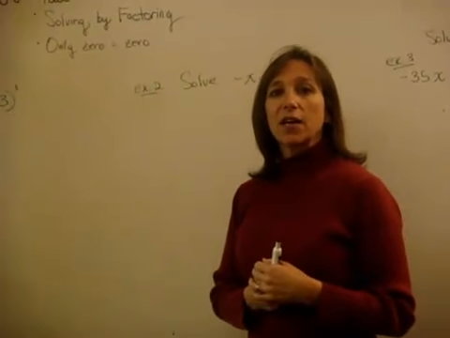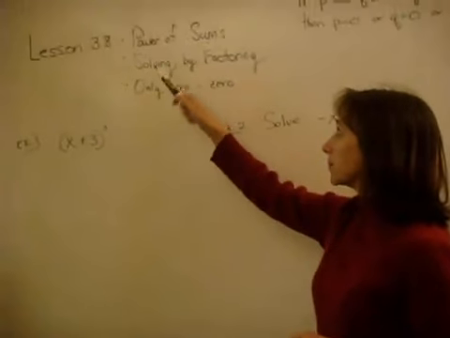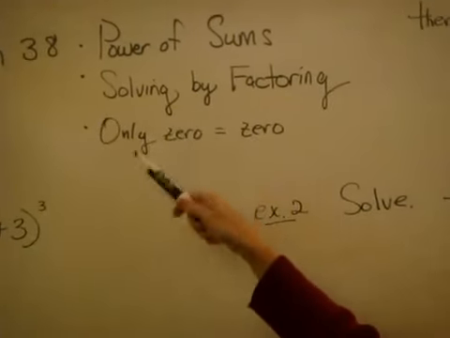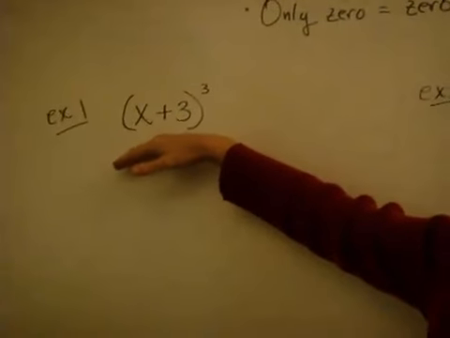Lesson 38, I think you're going to find that it's pretty easy. So we'll go quickly. I only have 4 examples. It's the power of sums, solving by factoring, and only 0 equals 0. The first one is power of sums.